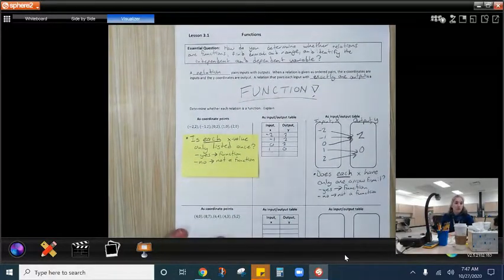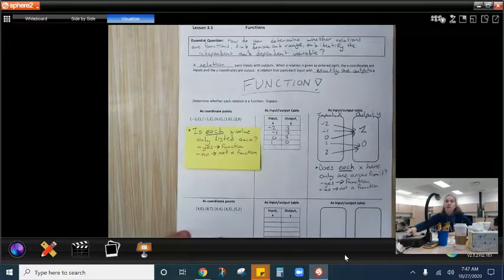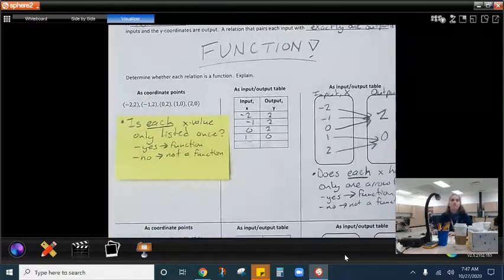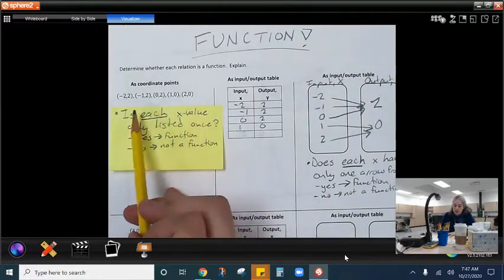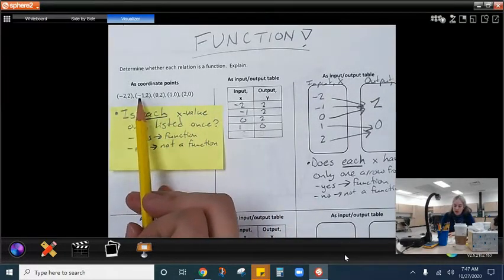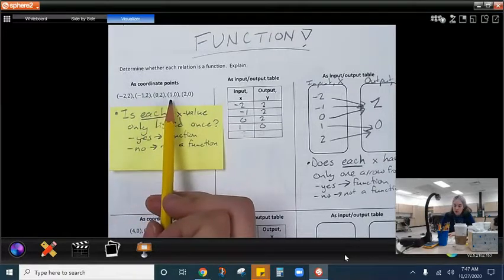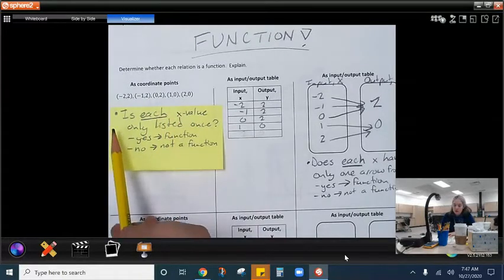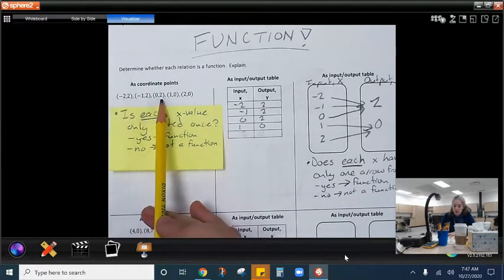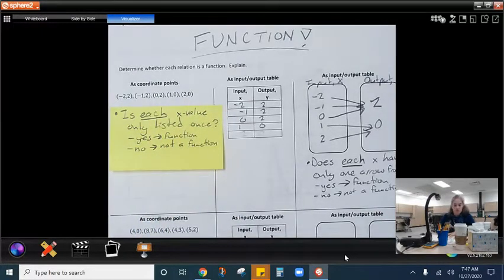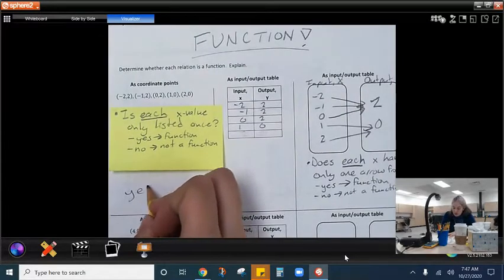So we have a couple different ways we could see these relationships. Let's see if I can zoom in a little bit. There we go. All right, the first one is just as coordinate pairs. So we've got (-2, 2), (-1, 2), (0, 2), (1, 0), and (2, 0). We want to ask, is each x value listed only once? Well, -2, -1, 0, 1, and 2. Is it listed only once? Yes. So this is a function.